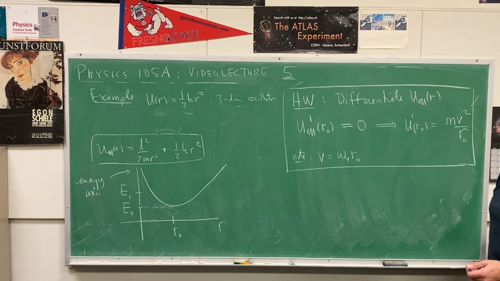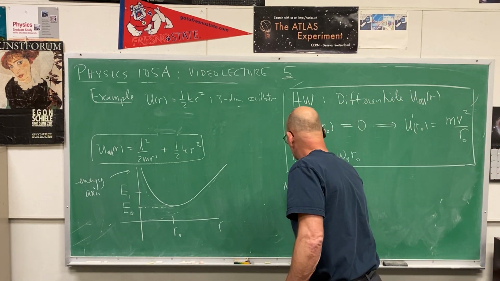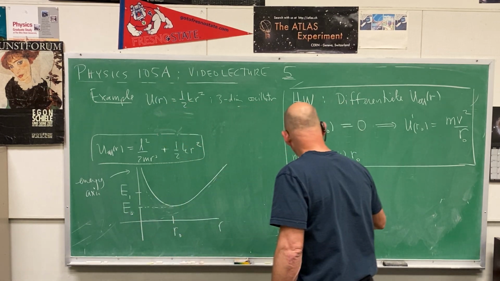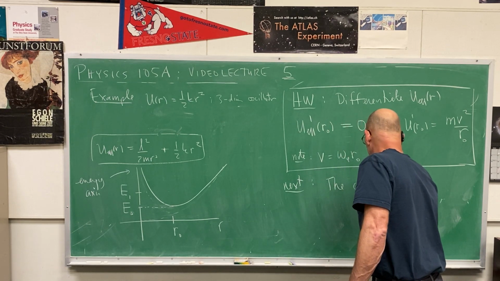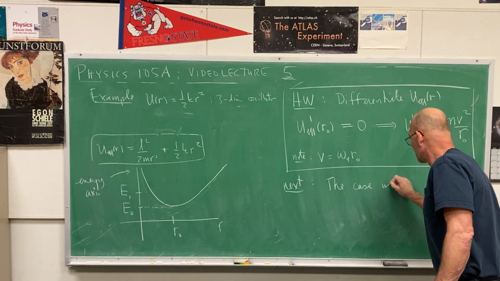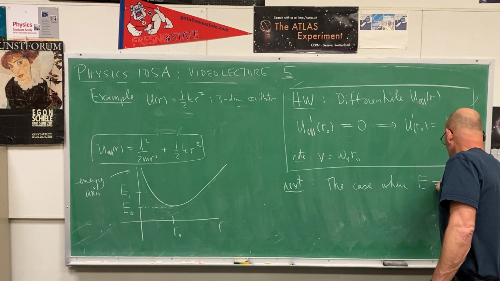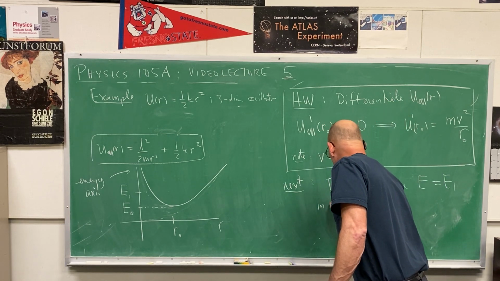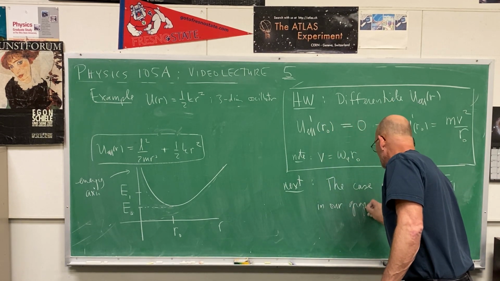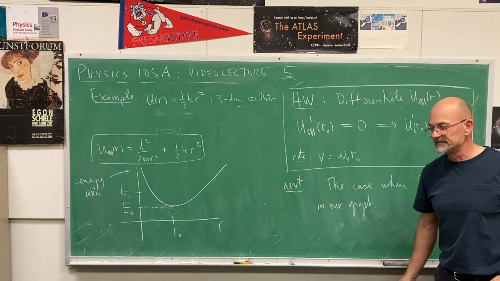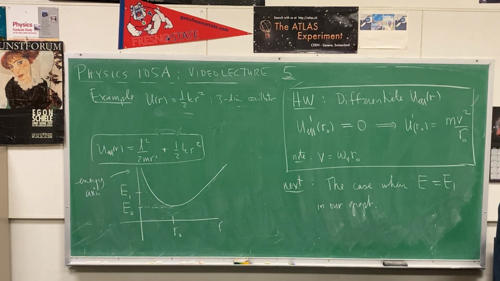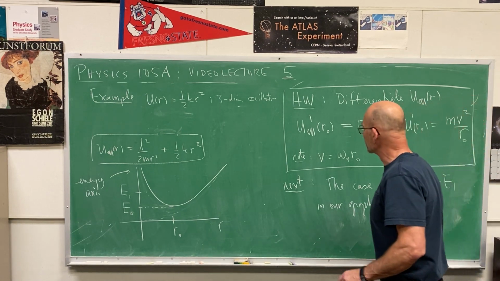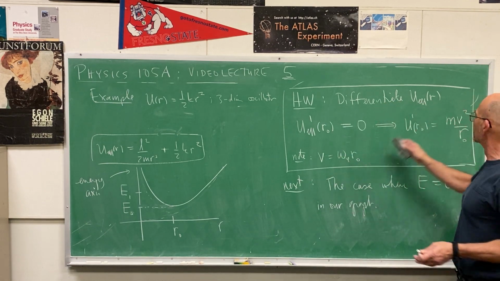What's next is the discussion of the case where E is equal to E sub 1 in our graph. Same graph that's still on the board here. So E is equal to E1. And we're going to have to erase the homework problem. Okay, homework problem gone.